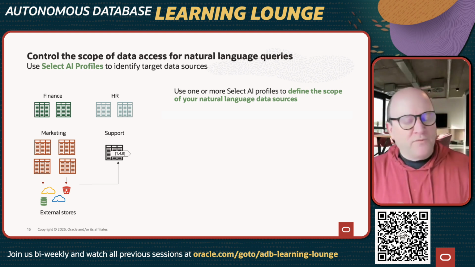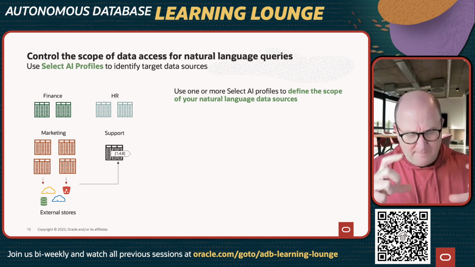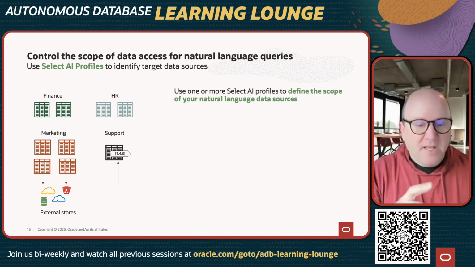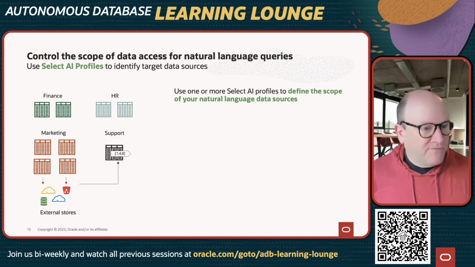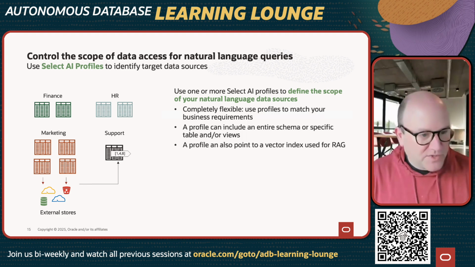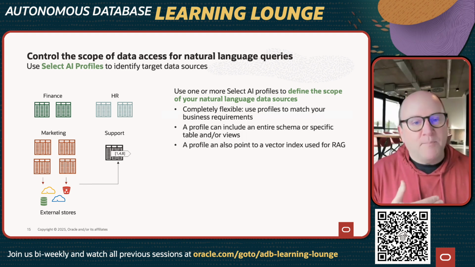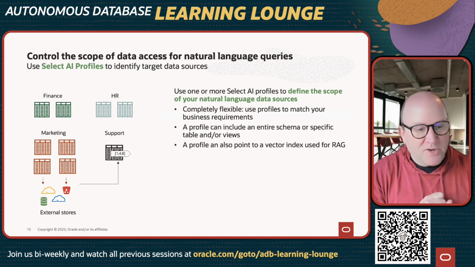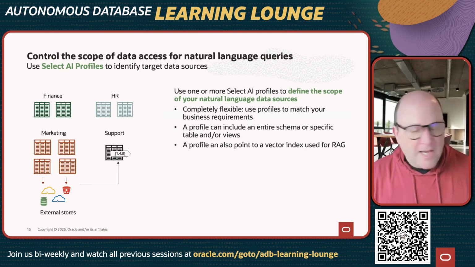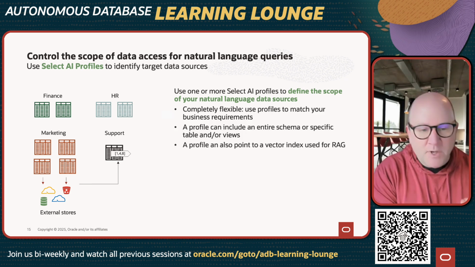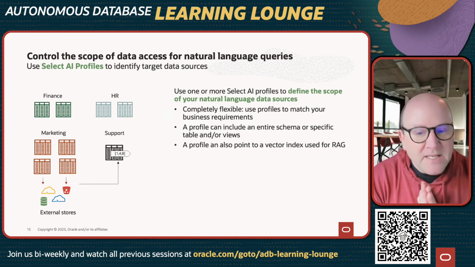So an AI profile is really just a lightweight metadata object that's in your database that's going to capture different types of information, right? A subject area like finance will say, hey, these are the tables that you want to have participate. These are target tables you want to have participate in natural language queries. You could have an entire schema. You could have select tables within that schema. You decide. It's completely flexible.